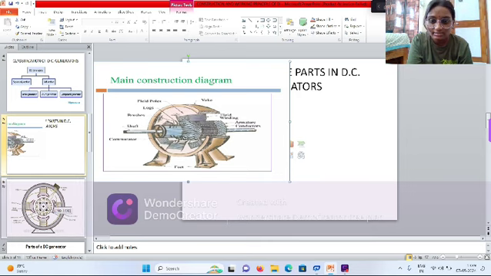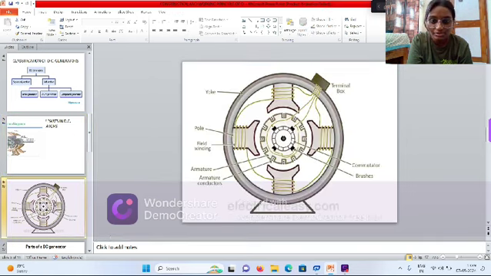Let us see this 2D representation. This is the yoke, this is the pole and field winding, armature conductors, brushes and terminal box. The terminal box is the place where all these windings and connections are connected at one place. This place is known as the terminal box.